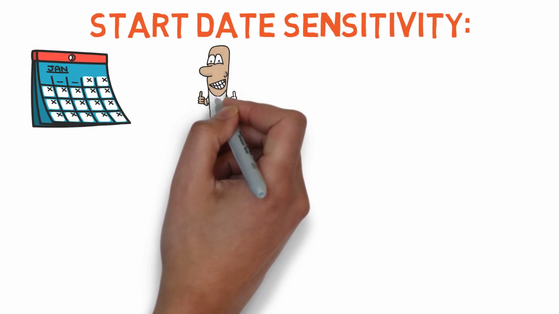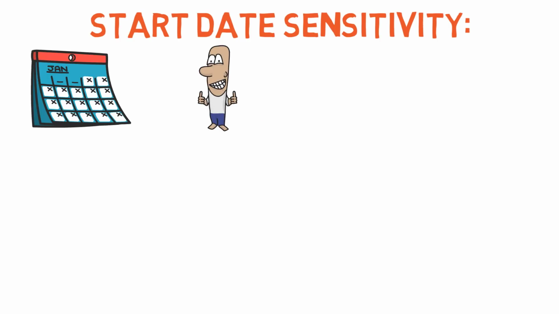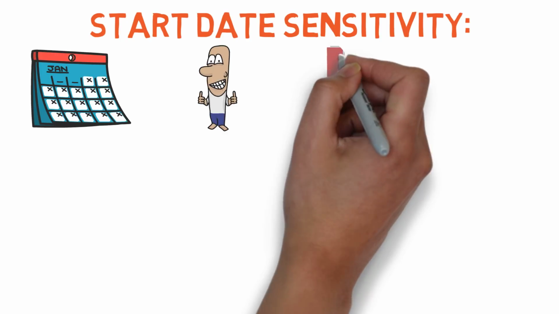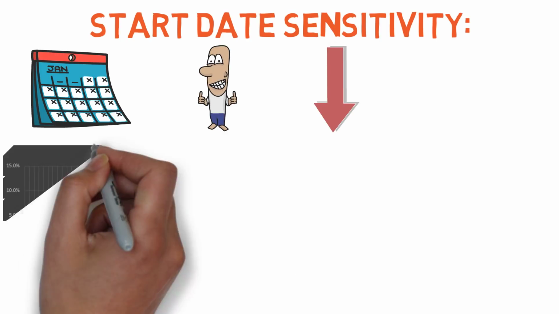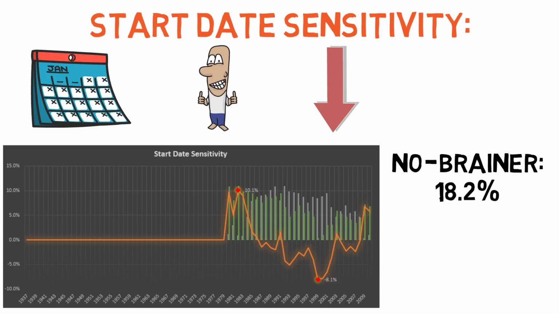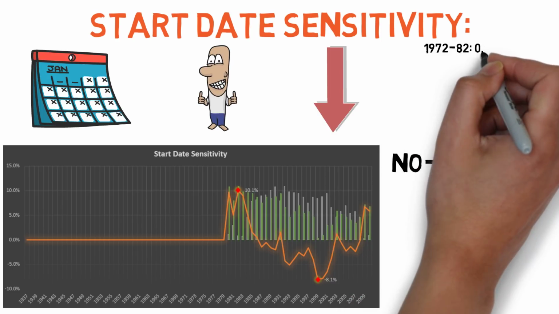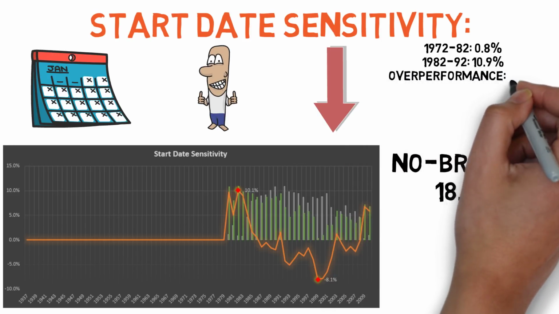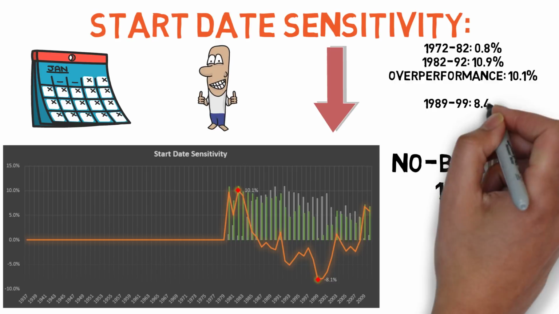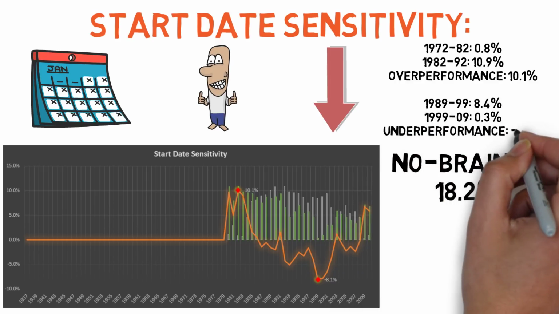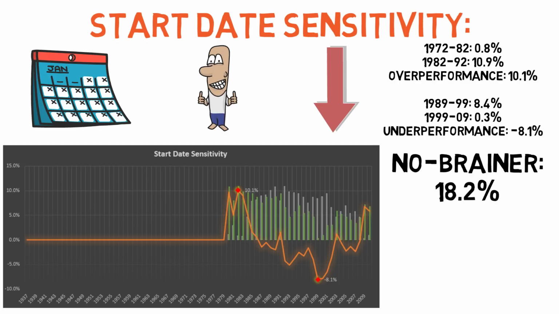And ideally, we want our total start date sensitivity, measured here by the difference between the largest underperforming and largest overperforming decade, as low as possible. The no-brainer strategy clocks in with a total start date sensitivity of 18.2%. The largest overperformance was 10.1% per year, which took place from 1982 to 92, where the no-brainer strategy had average inflation-adjusted returns of 10.9% per year, beating out the returns from 1972 to 82 of 0.8% per year.